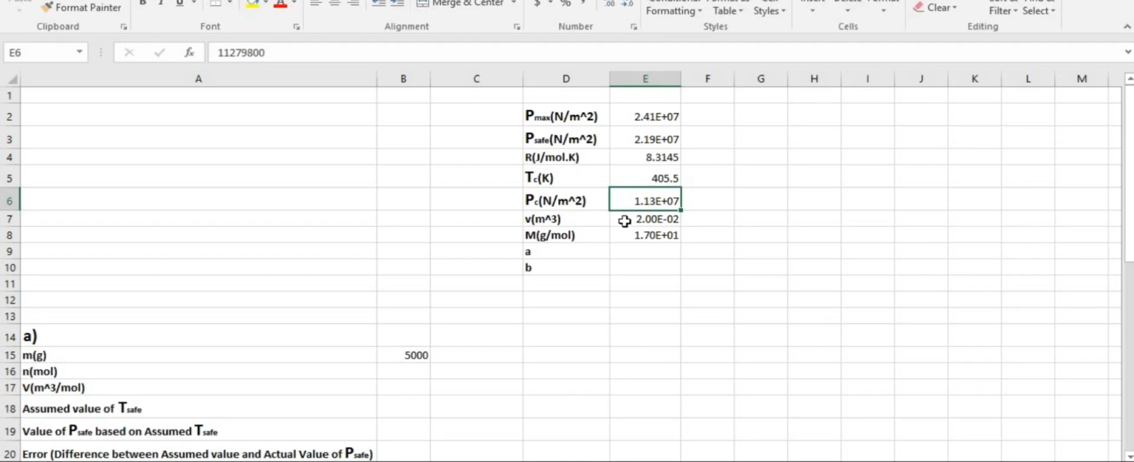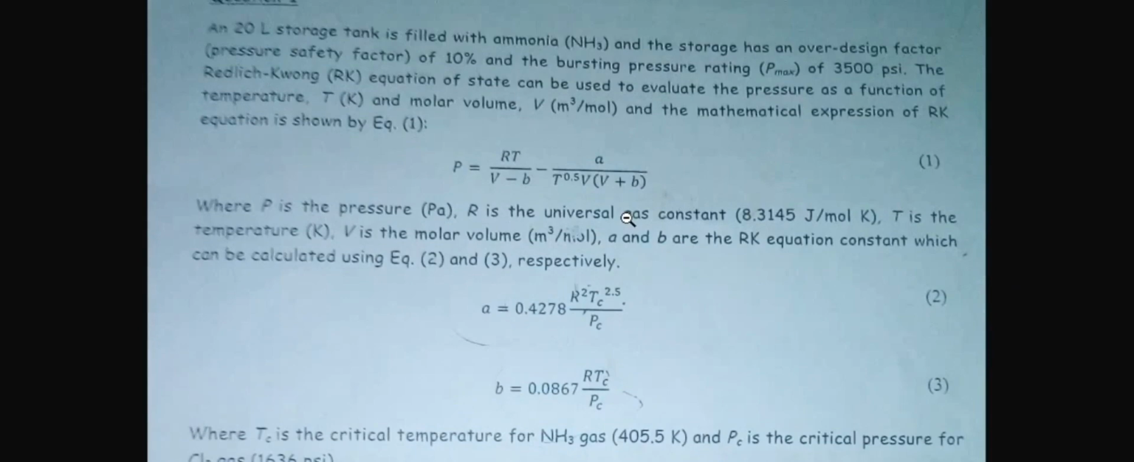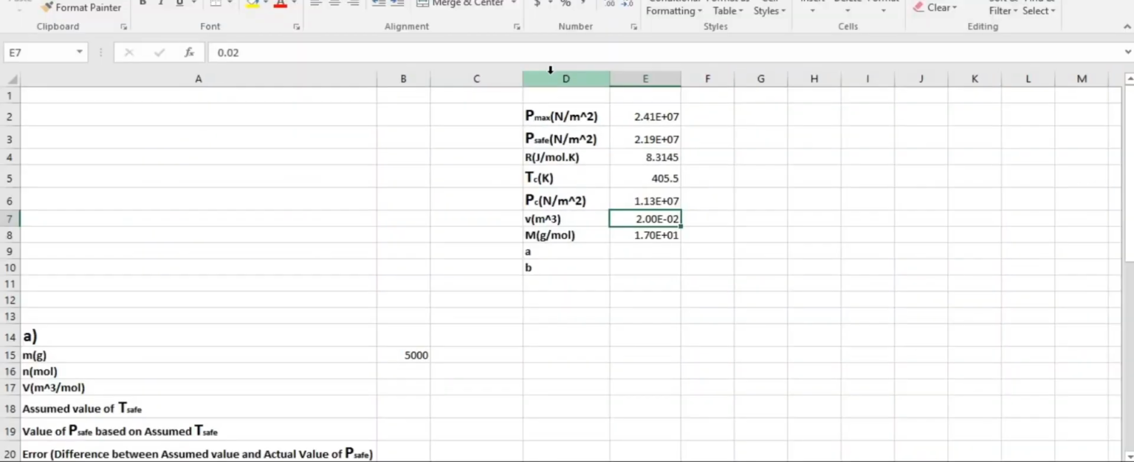Now the volume of the ammonia gas will be the same as the volume of the tank, because we were told that the storage tank has a capacity of 20 liters and it is filled with ammonia. So we'll convert that liters to meter cube, giving us 20 liters equal to 2 times 10 raised to the power of minus 2 meter cube. Our capital letter M in gram per mole is our molecular weight of ammonia, which is 17.03, equivalent to 1.7 times 10 raised to the power of 1.